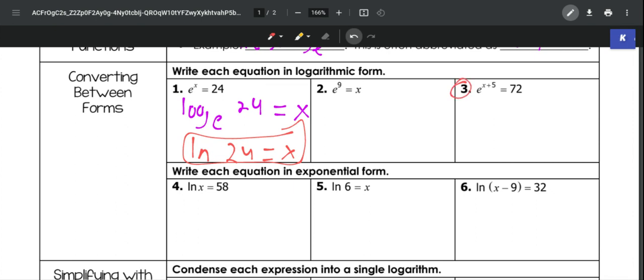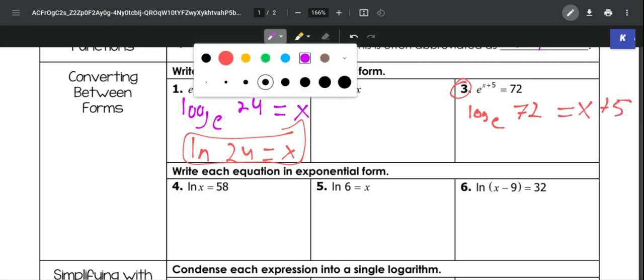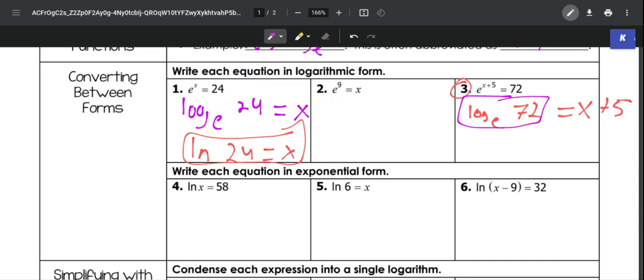I'll just show you number 3 just because this x plus 5 in the exponent can throw people off. But if we want to change this to logarithmic form, we're going to have log base e, because that base here is going to become the base for a logarithm. So log base e of 72, because whatever we have our equation equal to in exponential form, that's what's being evaluated in our logarithm, and that's going to be equal to x plus 5. And then the only portion we've got to deal with here is changing log base e of 72 to natural log of 72 is equal to x plus 5.